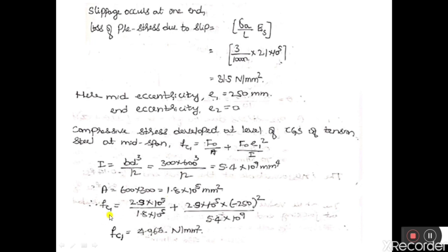Therefore, substituting all these values in this formula, Fc1 is equal to 4.966 Newton per mm square. So this is the compressive stress developed in the concrete due to an eccentricity of 250 millimeter at midspan. Then what are the compressive stresses developed in the concrete due to eccentricity of 0 mm at the ends?